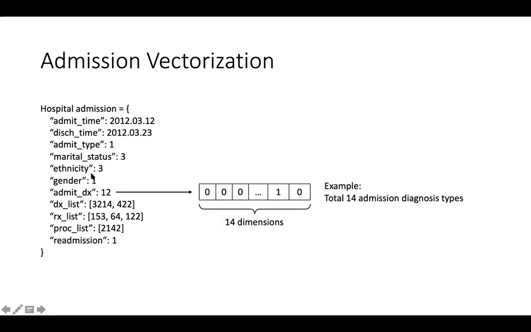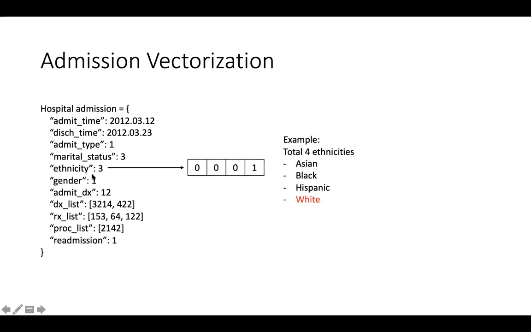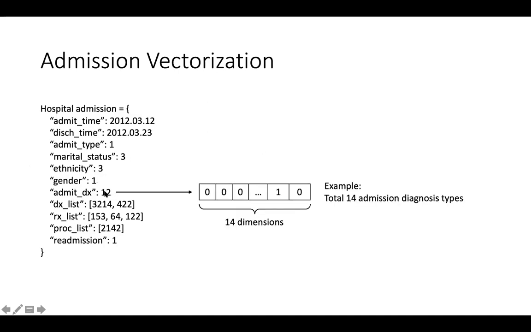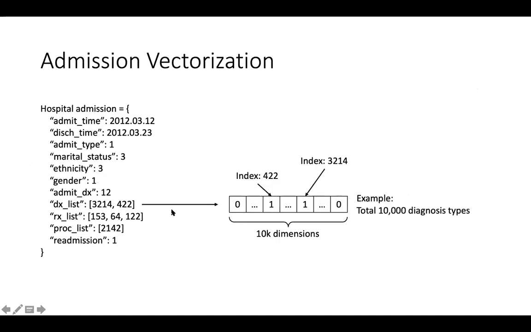Gender, this is just a 0 or 1, so it doesn't need to become a vector. I mean, if you want to, you can represent them as a 2-dimensional vector, but we don't have to. Admission diagnosis, let's assume that there are 14 admission diagnosis types. So this becomes a 14-dimensional vector where the 13th dimension becomes 1 and all the others are 0.